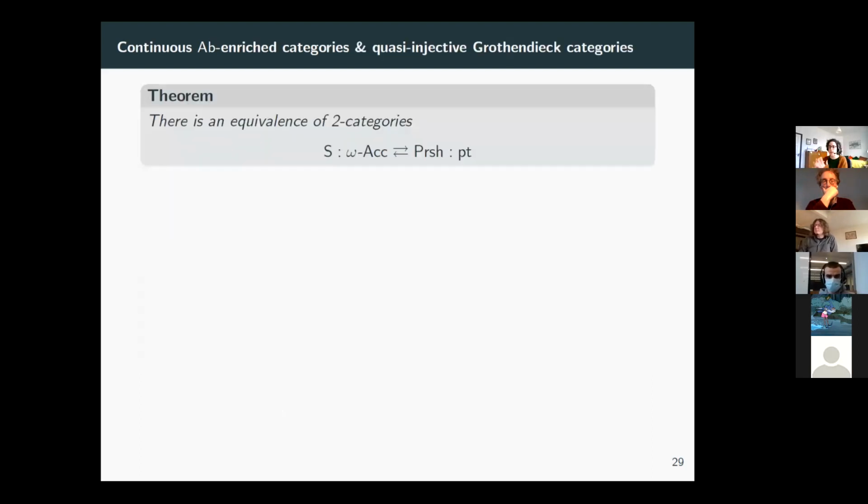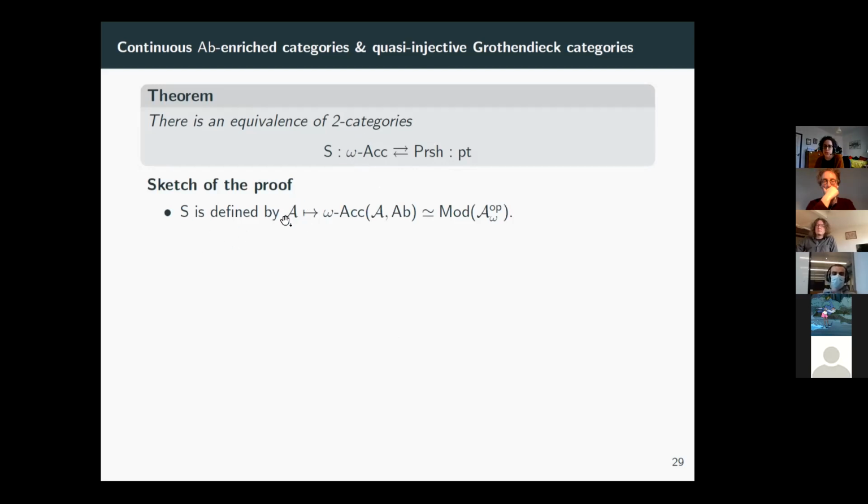And now we link the two. We link quasi-injectives and continuous. How? Via this theorem. There is a 2-equivalence of 2-categories between finitely accessible categories and presheaf categories. And it's given as follows. S sends a finitely accessible category A to the filtered colimit preserving functors from A to Ab, which is nothing other than the modules over A_omega^op. So it is a presheaf category.